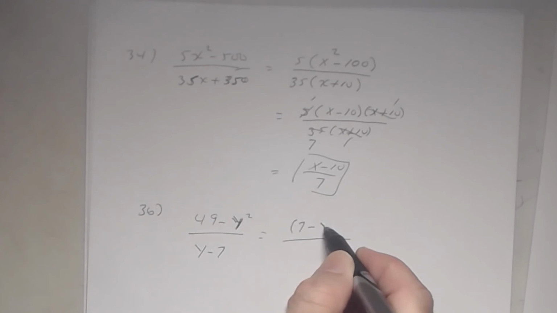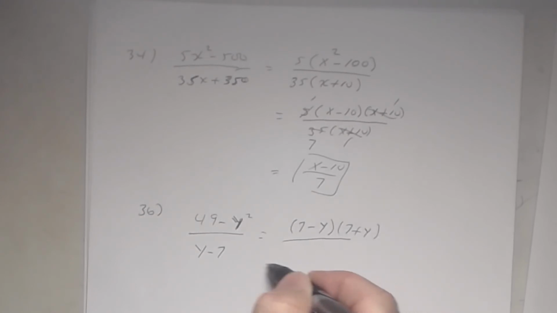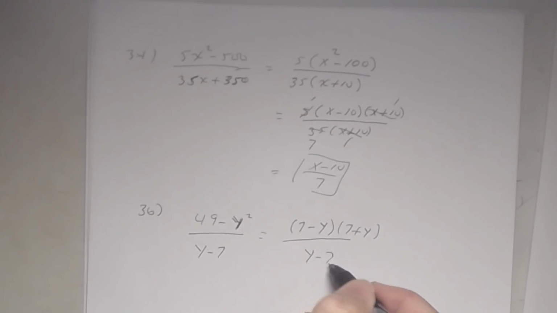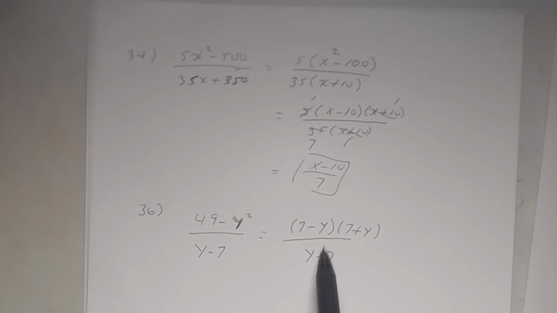7 minus y times 7 plus y, and the denominator is y minus 7. Okay, so I factored the numerator and factored the denominator. Now, my first factor is a 7 minus y. Do you see a 7 minus y in the denominator? No, you don't. That's a y minus 7, and those are not the same, because that's a positive 7, that's a negative 7, that's a negative y, that's a positive y.